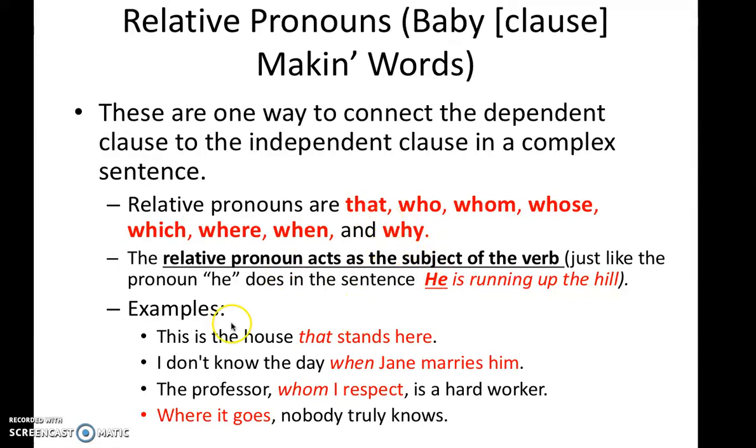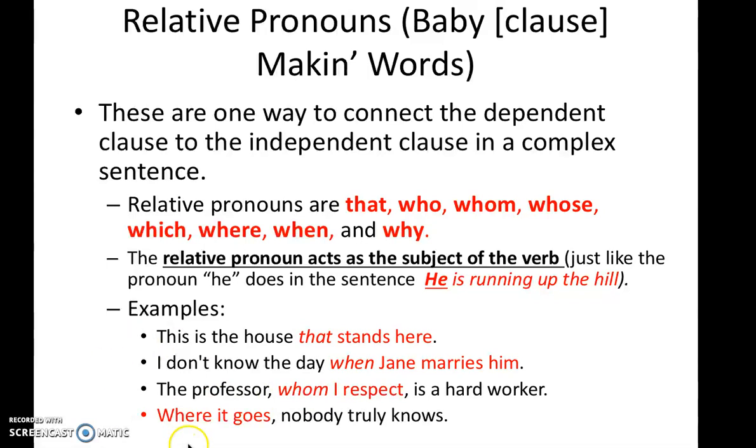Just like a regular pronoun, he, she, it, can be the subject of a verb, so can the relative pronouns. This is the house, complete idea. That stands here. What stands? That stands. I don't know the day, complete idea. When Jane marries him, not a complete thought. When Jane marries him, I don't know the day. The professor, whom I respect, is a hard worker. I respect whom could be a good question, but when it's at the beginning of the clause, it's dependent. Where it goes, nobody truly knows.